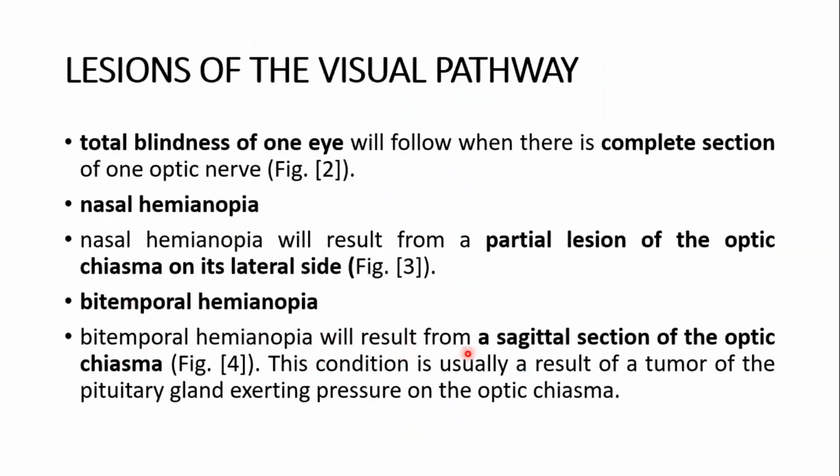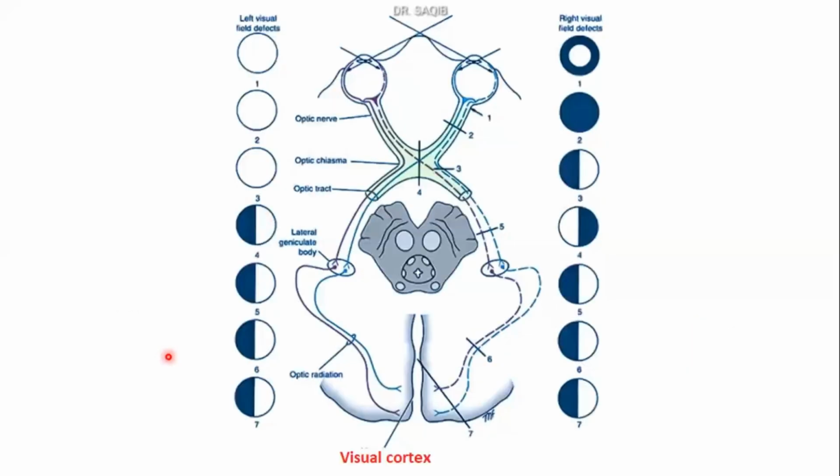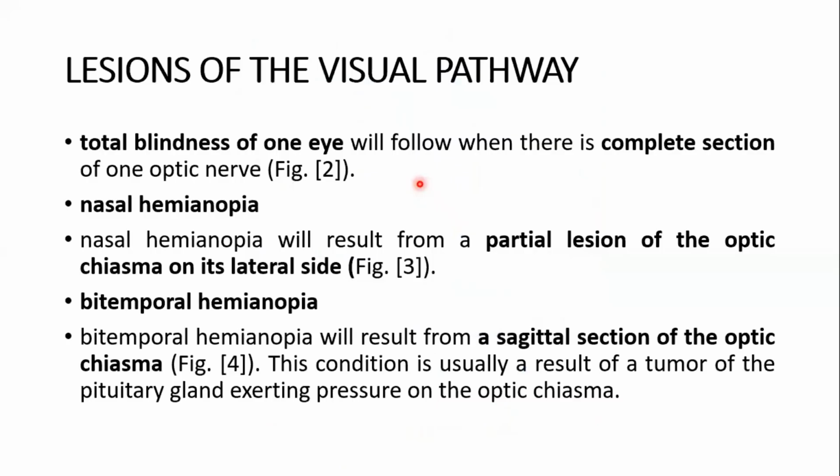Bitemporal hemianopia will result from a sagittal section of the optic chiasma. Here you could see what happens in this bitemporal hemianopia. Number 4, this is the sagittal section of the optic chiasma, right? And this condition is usually a result of a tumor of the pituitary gland exerting pressure on the optic chiasma.